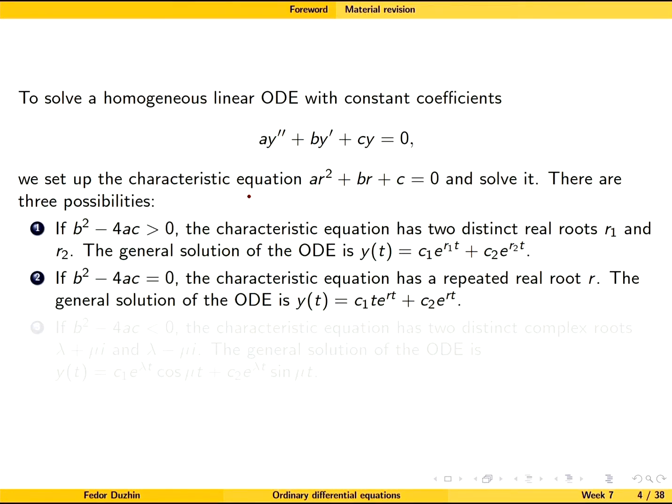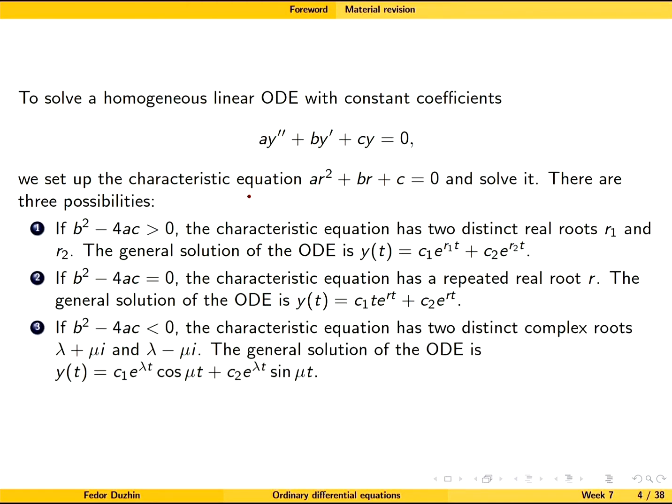The discriminant may be 0, then there is a repeated real root, so then we're going to have a combination of an exponential function and t times the exponential function. And finally, if the discriminant is negative, it means that the characteristic equation has 2 different complex roots, and then the general solution is going to have sine and cosine.